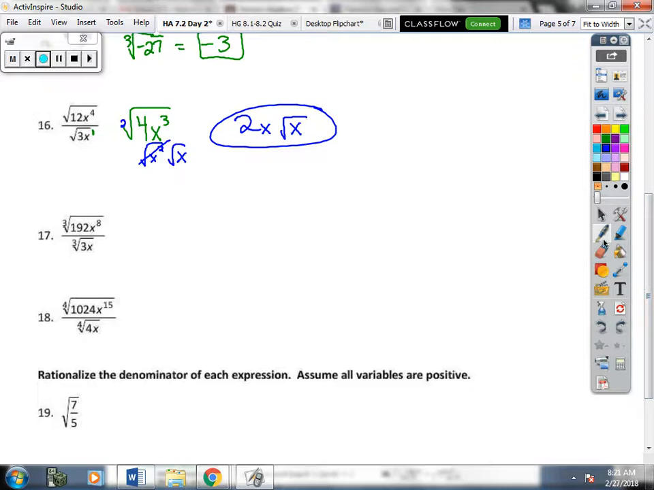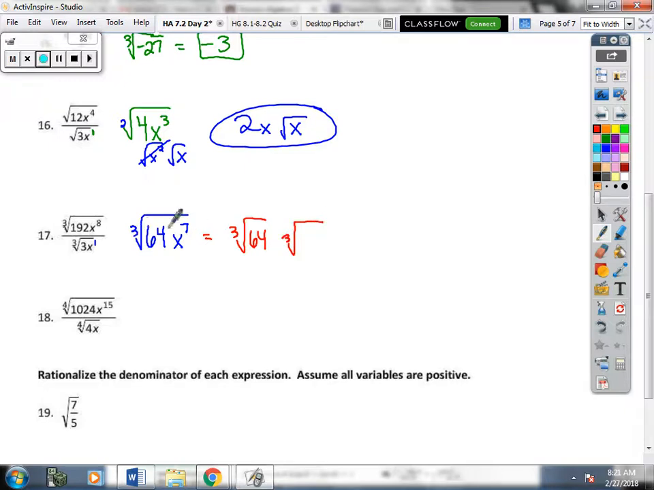Okay, we get into some cube and fourth roots. As long as they are both the same index, you can just go ahead and divide them and use your exponent rules. So we divide 192 by 3, and we get 64. Again, follow your exponent rules. 8 minus 1 is 7. And then we actually know what the cube root of 64 is.